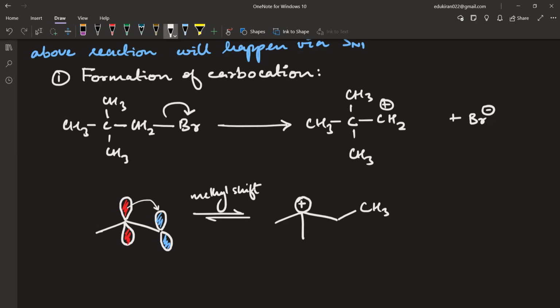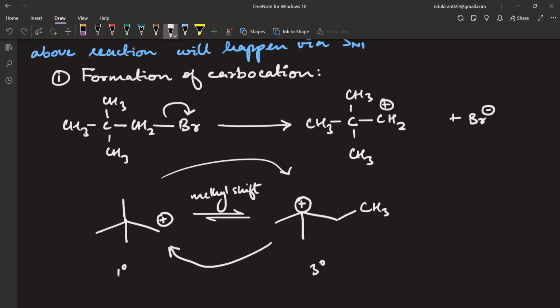Okay, now tell me, what has happened? Essentially, this was a 1 degree carbocation and now it is a 3 degree carbocation. Yes or no? Correct. From 1 degree to 3 degree it will go easily, but coming from 3 degree to 1 degree it will hesitate. Yes or no? It will have some reluctance because 3 degree is more stable. Hanifa and Rifat, you know this, right?